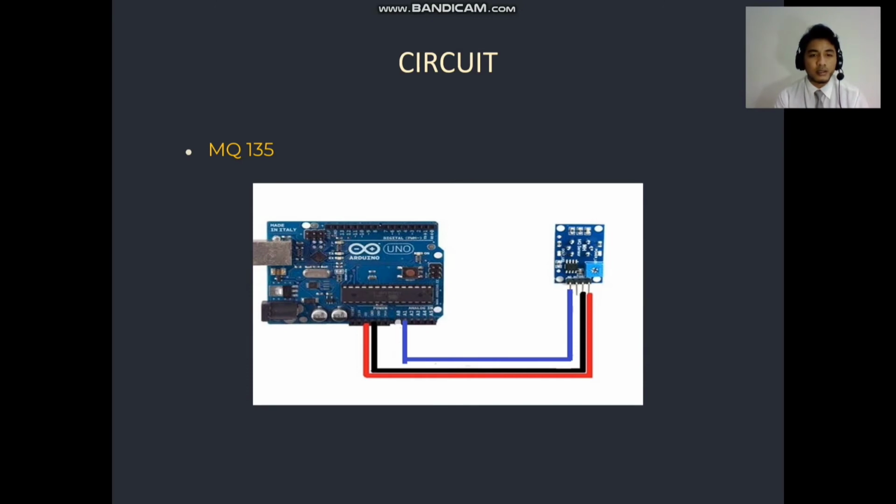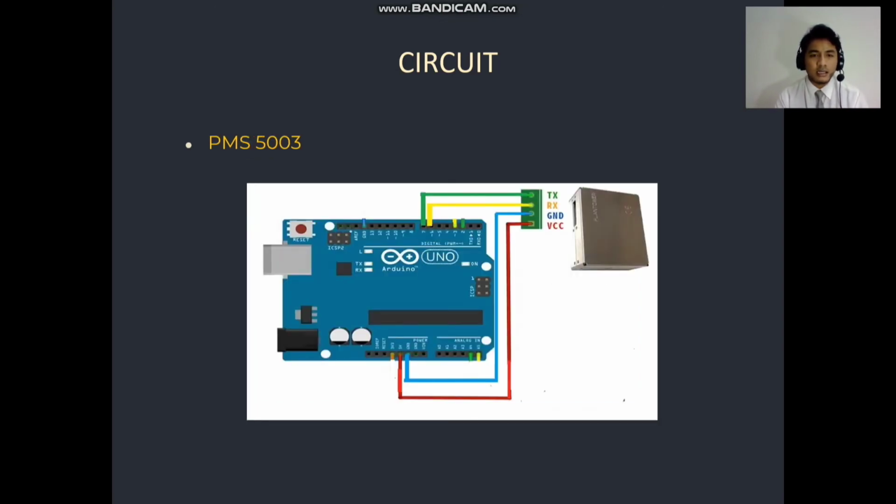Okay, this is the MQ135 sensor. This is the circuit of the MQ135 sensor. The red line is going to the power supply pin in the Arduino Uno, and the black line is going from the ground pin to the ground pin of the sensor, and from pin A1 of the Arduino going to the data pin at the DHT11 sensor.